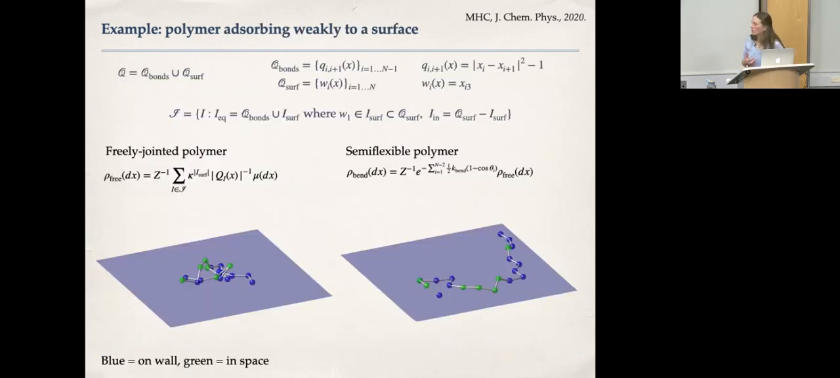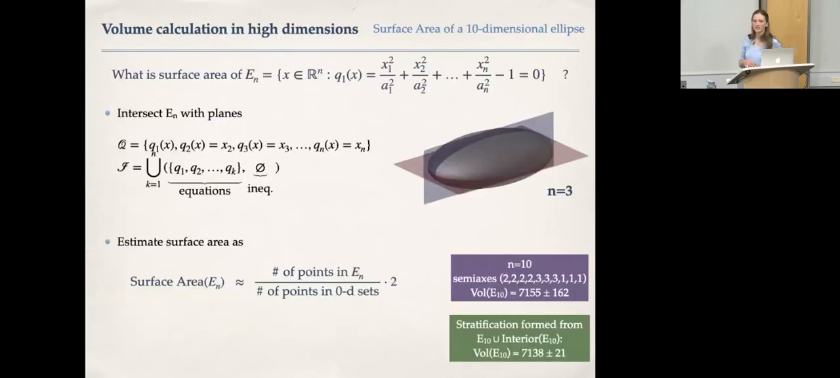So constraints don't just have to be distance constraints. We can also think about constraints that make particles bind to surfaces and come off surfaces. They can also just be geometrical constraints that have nothing to do with particles. So just for fun, I tried to calculate the surface area of a 10-dimensional ellipse. Surface areas of ellipses actually, in general, have no analytic formula for anything higher than roughly 3 dimensions. Maybe even 3, I don't know if there's a formula for it.